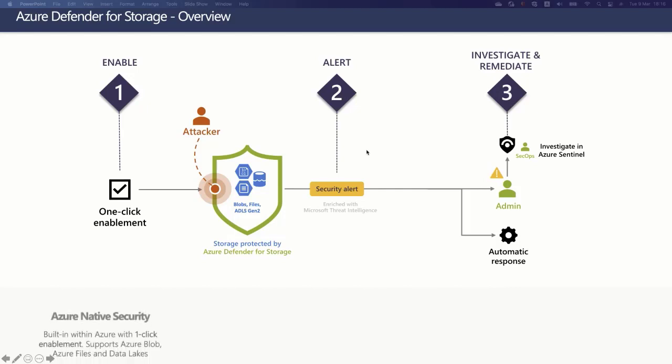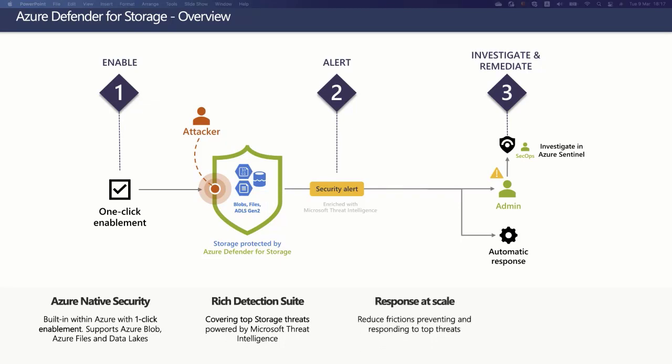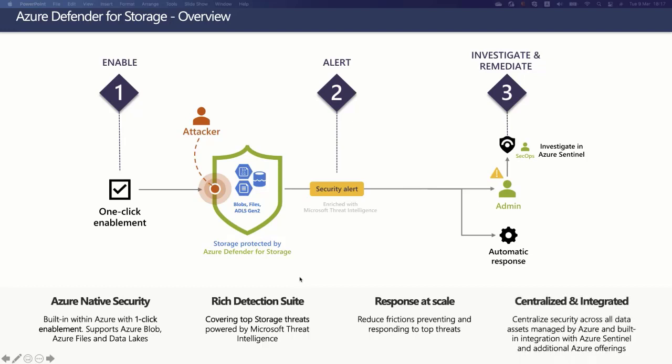So to sum it up, Azure Defender for Storage gives native security. It has one-click enablement, and it supports the three major types of storage, which are blobs, files, and Azure Data Lake Gen2. It provides a rich detection suite, as we just saw, and it helps with responding at scale with automatic responses and with automation of the response process. And it's also centralized and integrated within Azure, allowing native integration with services like Azure Sentinel and additional Azure offerings.